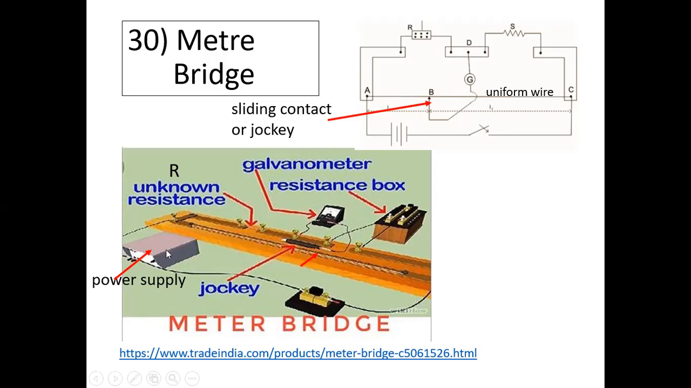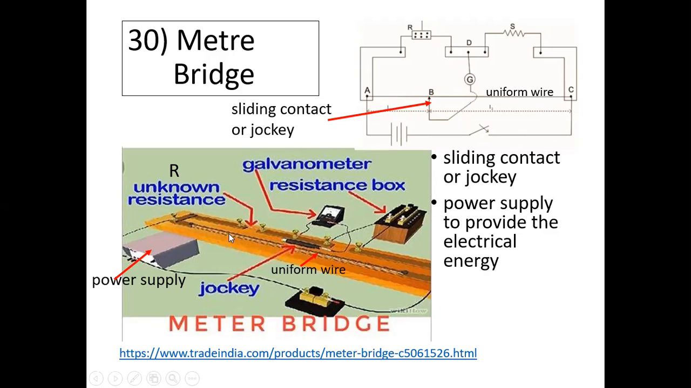And there's your power supply or battery, which is here. There's your switch. It's your uniform wire there. The power supply is needed to provide energy for the current to flow. And this is R, this is also R, and then this is S. You can use a resistance box. It has a fixed resistance to allow us to change resistance, and we can read the value on the resistance box. So S is a standard resistor or resistance box.